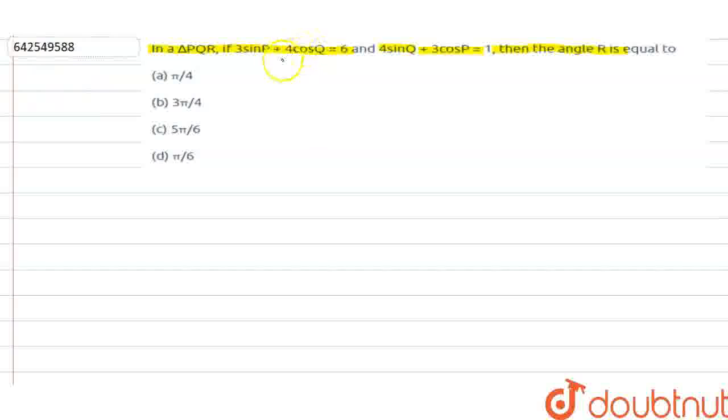Now what you do is just square this and add up both. So this will be what? If you square this, this will be 9 sin square P plus 16 cos square Q plus 24 sin P cos Q, which is equal to the square of 6, that is 36.